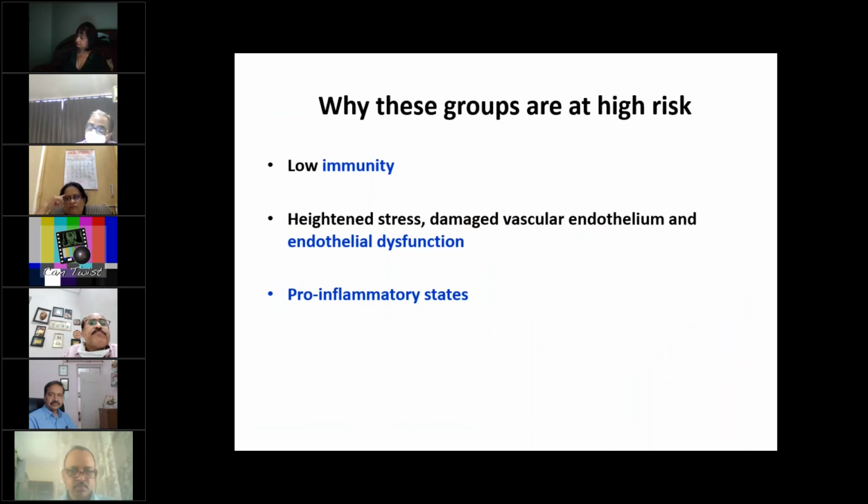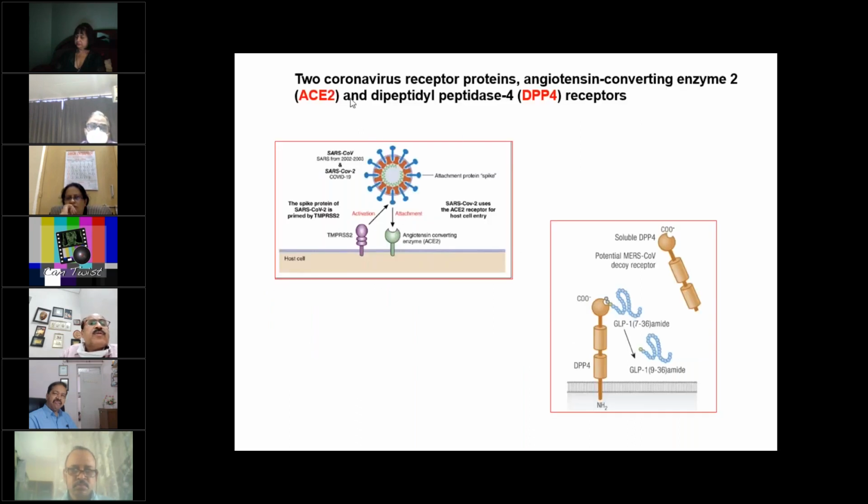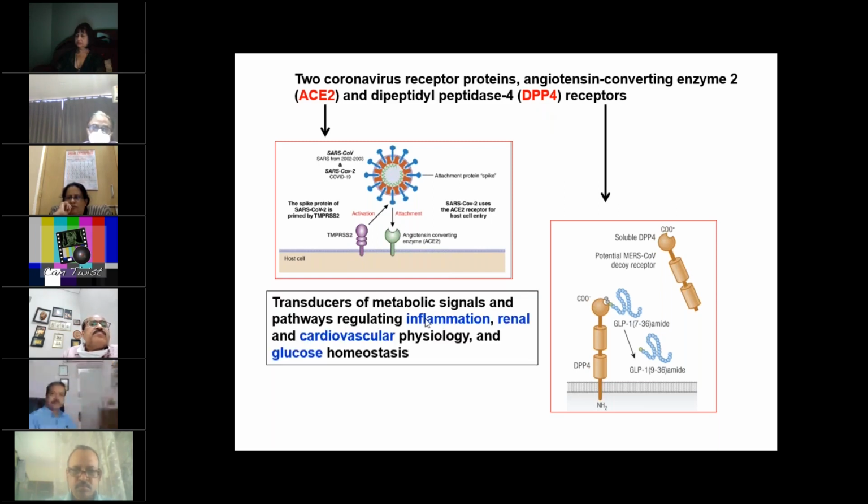Why? Probably these are low immunity individuals. Endothelial dysfunction is higher, as Durga also mentioned. Pro-inflammatory states are commoner, and primarily the mode of entry of the COVID virus, which Durga described briefly and very elegantly, is mediated by the ACE receptor, and recent data also tells us by the DPP4 receptors. So both these receptors help the virus gain entry into the cells, and both these receptors are closely involved in renal, cardiovascular, and glucose homeostasis. That is why patients with cardiovascular disease, renal dysfunction, and diabetes do badly.